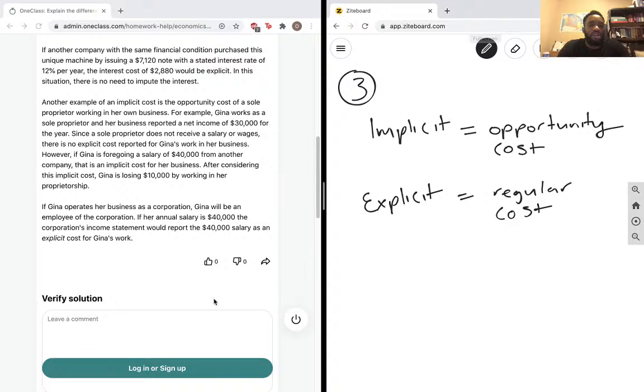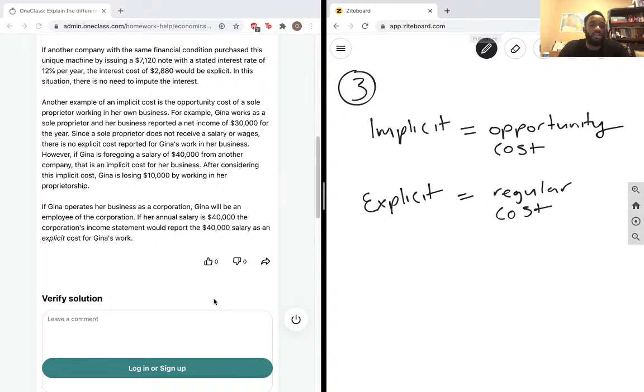Another example of implicit cost is the opportunity cost of the sole proprietor working in their own business. For example, Gina works as a sole proprietor and her business reported a net income of $30,000 for the year. Since the sole proprietor does not receive a salary or wages, there is no explicit cost reported for Gina's work in her business. However, if Gina is foregoing the salary of $40,000 from another company, that is an implicit cost for her business. After considering this implicit cost, Gina is losing $10,000 by working in her proprietorship.